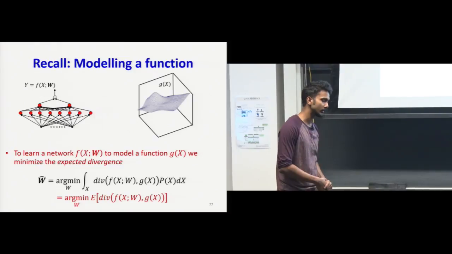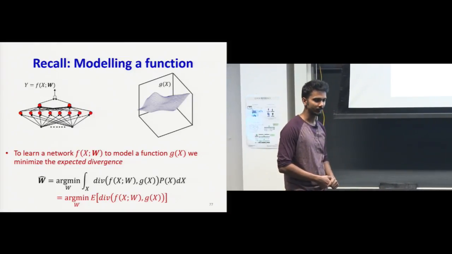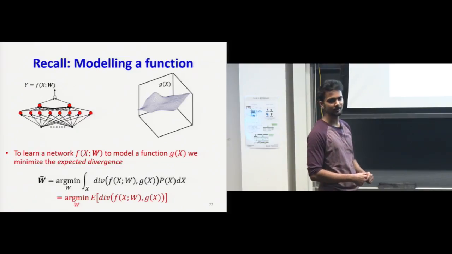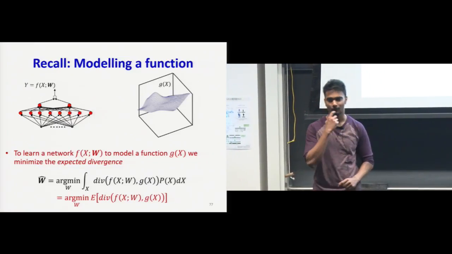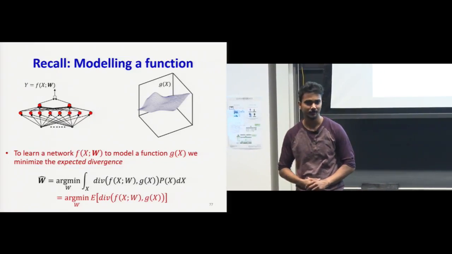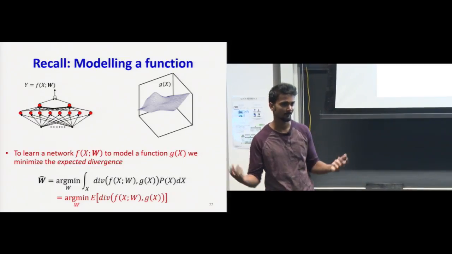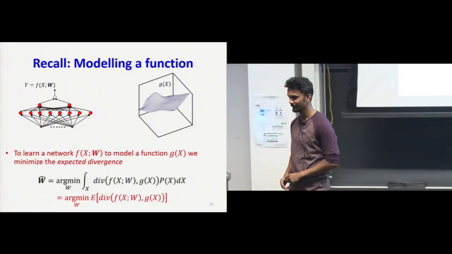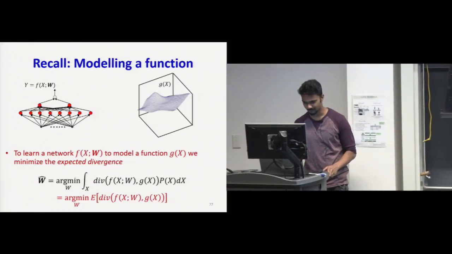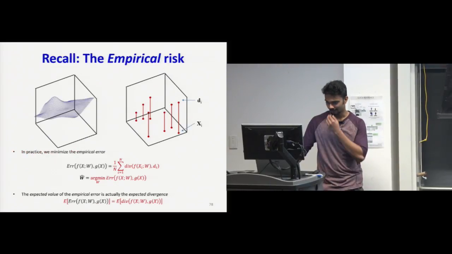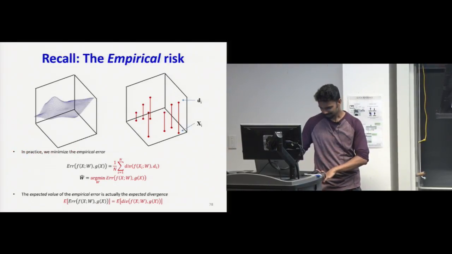For example, if you're trying to teach a network to classify images, the MNIST dataset, you have 784 dimensions, and each dimension can hold up to 256 values. So it is 256 to the power of 784 values that you have to sample to get the perfect function. But that's really difficult to do. Therefore, we have an empirical risk involved.